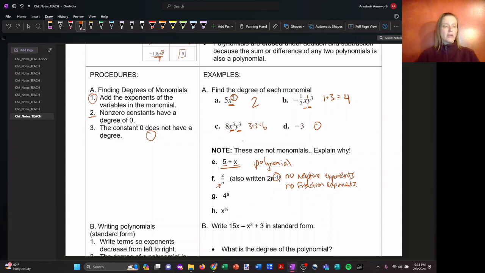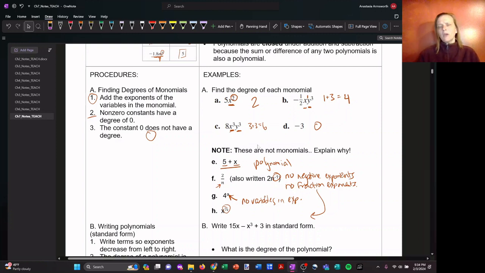For example G here, 4 to the a power, you cannot have a variable in the exponent. It has to be a whole number, not negative, not a fraction. And if it's a variable, then it could possibly be not a whole number. So no variables in the exponents. Lastly, I did already say this, no fraction exponents because the exponent has to be a whole number. A fraction is not a whole number.